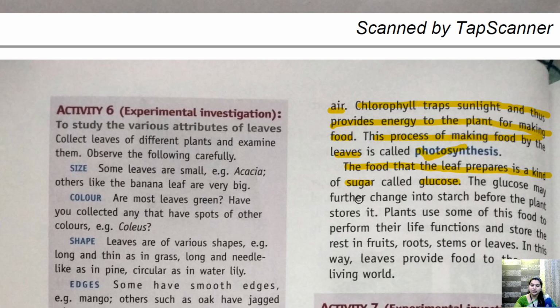It will get converted into starch. किसमें convert हो जाता है? Starch में. Before the plant stores it. Plants use some of this food to perform their life functions and store the rest in fruits, roots, stems or leaves. In this way, leaves provide food to entire living world.